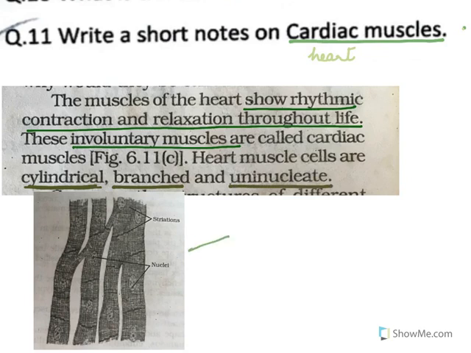This is the diagram you will have to draw. So let me go over it. First one, they show rhythmic contraction and relaxation throughout life. Number two, they are involuntary. Number three, in structure they are cylindrical, branched, uninucleate. Uninucleate means one nucleus only, and they are branched, like you can see in the picture that they have these branches.